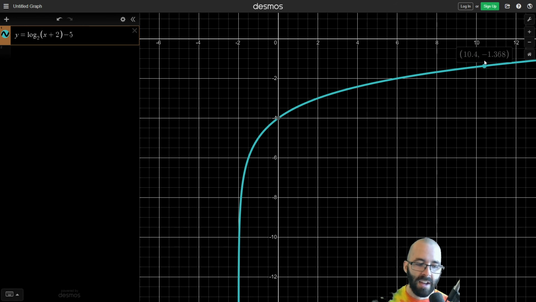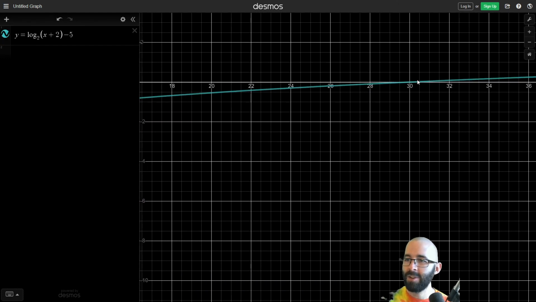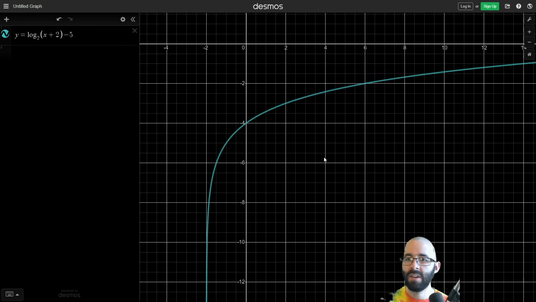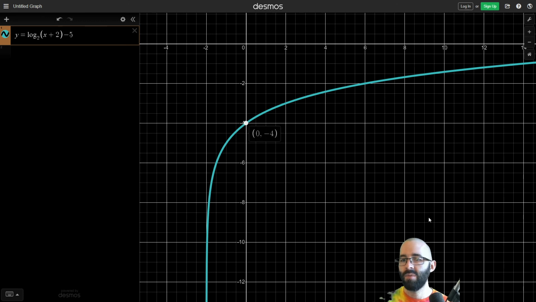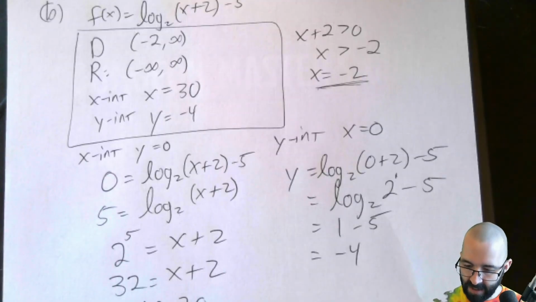All right. The x-intercept we said was at 30. Are we right? Let's scroll over. Oh, x-intercept's at 30. The y-intercept we said was at -4. Perfect. Good. All right, so we can visualize this logarithm this way as well. And I think that's it for this video. Yeah, it is. If you have questions, you let me know.